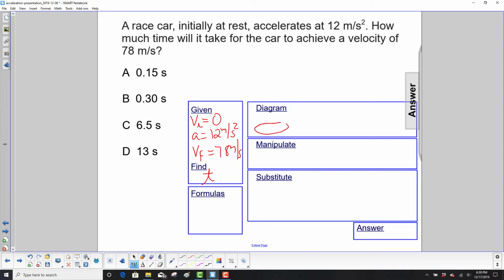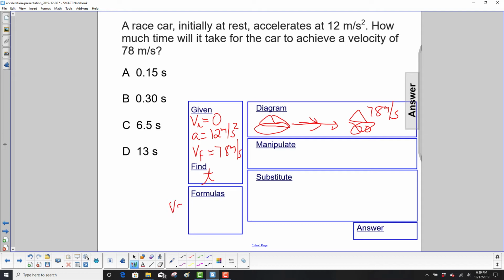So you have the car over here. I don't know why I think that's a race car, but it's at rest, no velocity. It starts moving, and then over here, at least I'll put some wheels on it this time, it's doing 78 meters per second. We'd like to find out how long that would take. Well, we have initial velocity, final velocity, and acceleration. We want to find time.